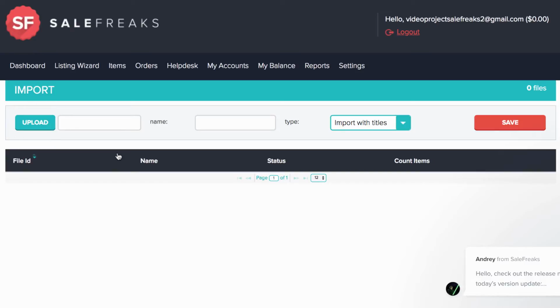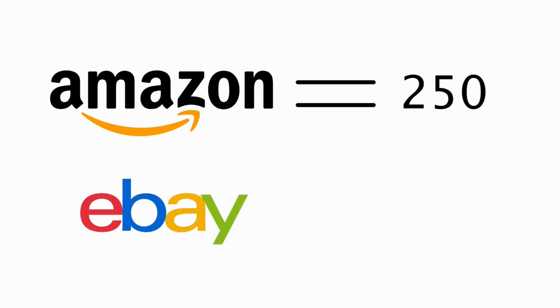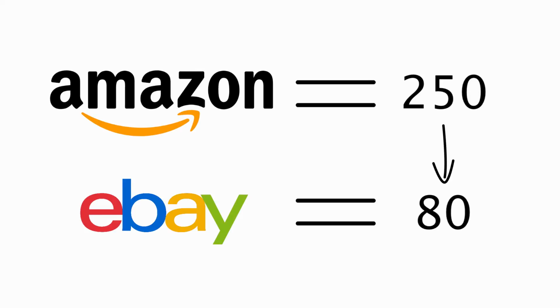As you all must know by now, Amazon and eBay have different title lengths. In Amazon, you can have titles with 250 characters, while on eBay, you are restricted to 80 characters. This requires dropshippers to fit the long Amazon title into the short eBay title, or in other words, optimizing.